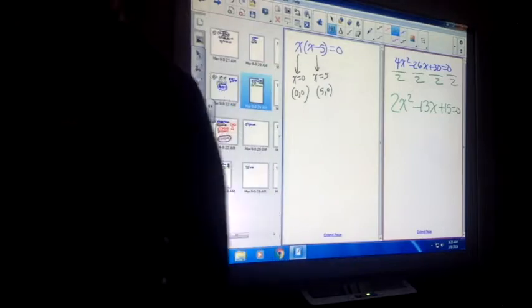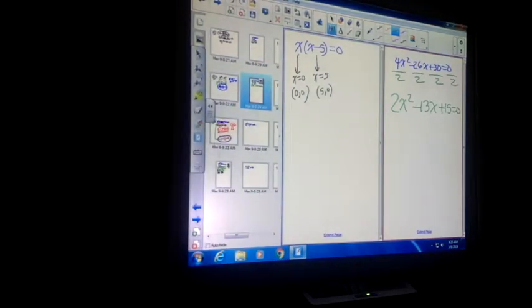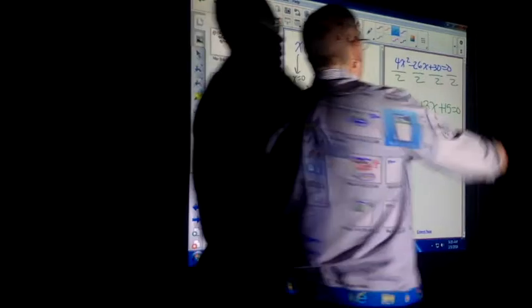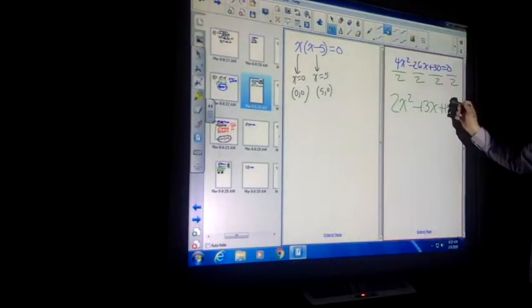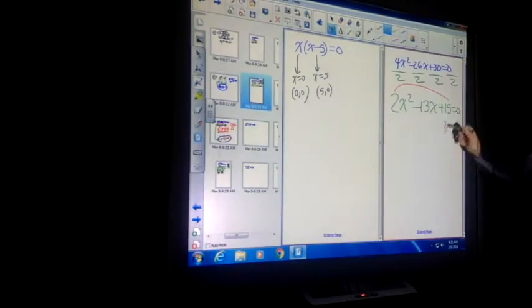Wait, where did the 2 go? Well, I just divided it. I divided everything by it. Agree? What should I do next? Yeah, multiply 15 times 2. Let's start doing our factoring. So my magic number looks like 30. It's positive 30. What can you tell me about both sides?